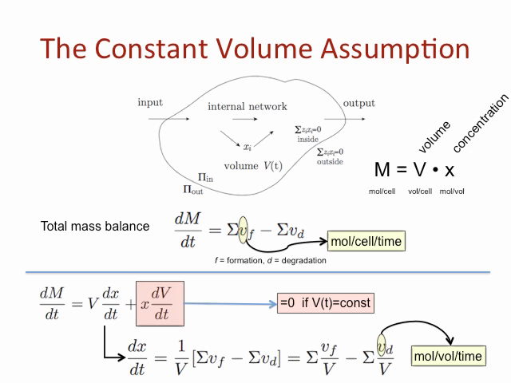Since the total mass is a product of volume and concentration, I can break that derivative up by a familiar formula shown below. And only if volume is a constant, I will have the time derivative of the volume being equal to 0, and I can convert the total mass balance into the volumetric mass balance that we showed earlier. This is the assumption of constant volume.